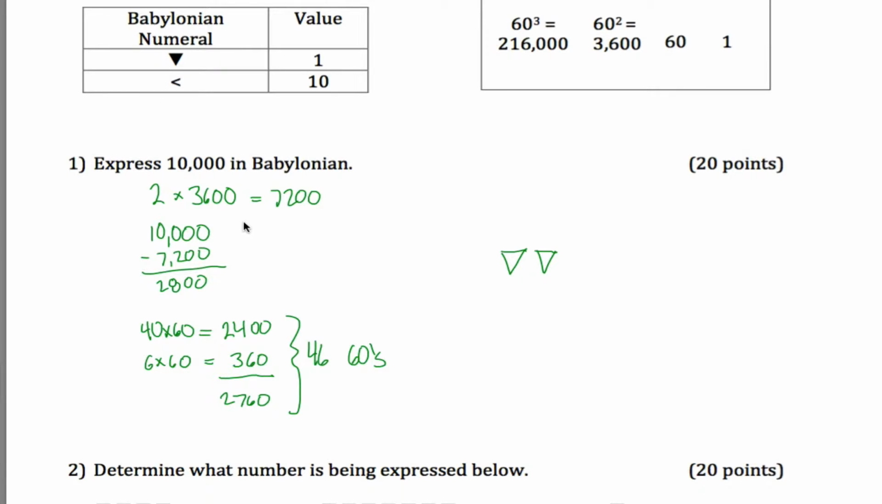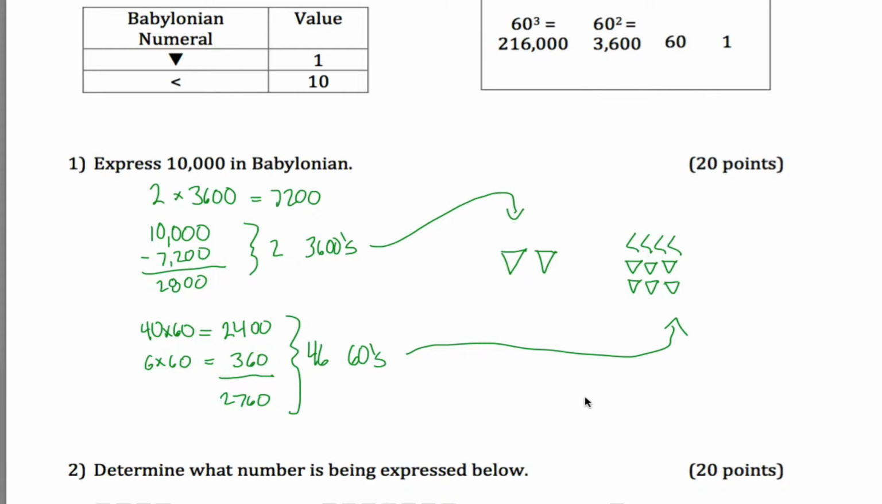And this is telling me that I want 2 3600s. And so those 2 3600s are right here. My 46 60s. Well, I don't want to draw 46 triangles when I can instead draw 4 of these. 1, 2, 3, 4 of these representing 10 each, and then 6 of these representing 1 each. So here are my 46 60s.